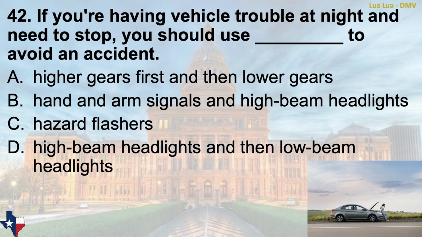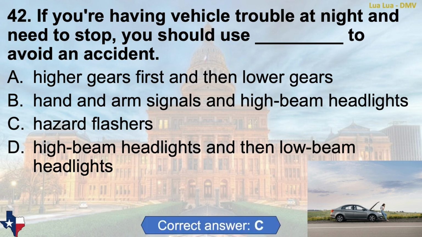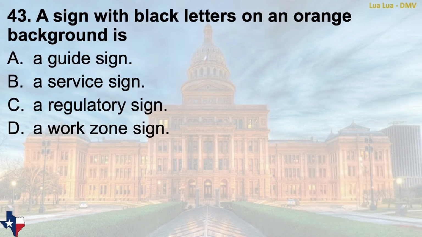Question 42. If you're having vehicle trouble at night and need to stop, you should use blank to avoid an accident. A. Higher gears first and then lower gears. B. Hand and arm signals and high beam headlights. C. Hazard flashers. D. High beam headlights and then low beam headlights. The correct answer is C. Hazard flashers.